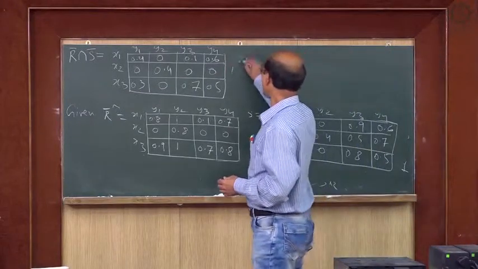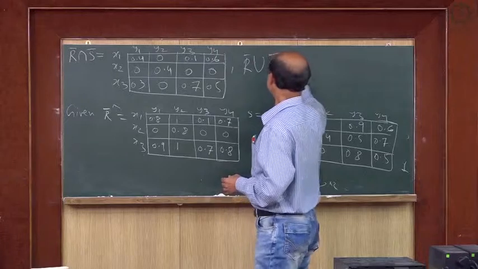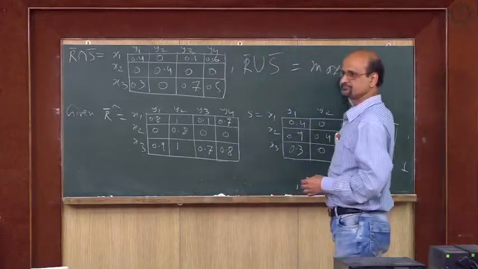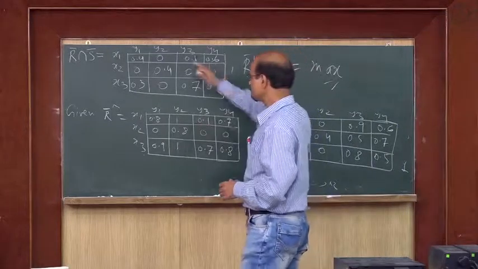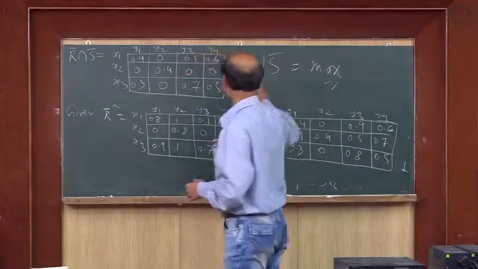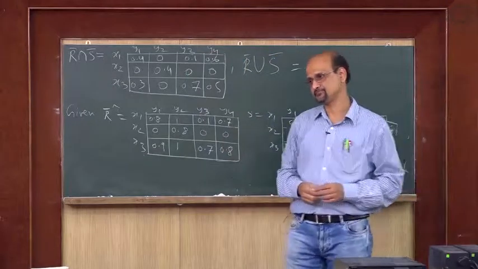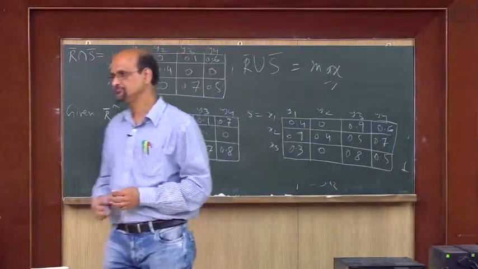Similarly, I can have R bar union S bar and take the maximum. All the maximum entries you will have here, and that will be your R bar union S bar.